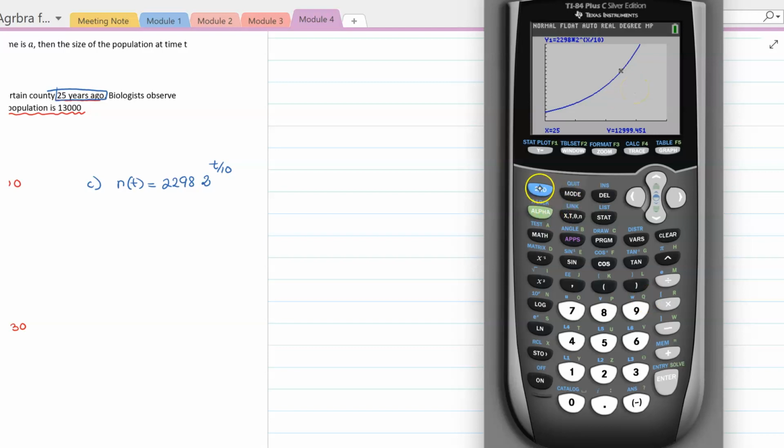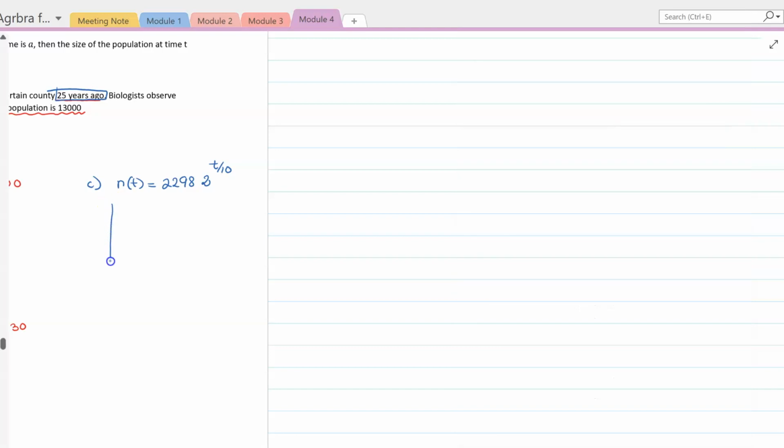Okay. So when x equals 0, that is the initial population that we start with. So we're looking at the graph looking like that, starting at 2,298. 25 years later, we're looking at 13,000. So we have an exponential graph, an exponential growth, or somewhere like that.